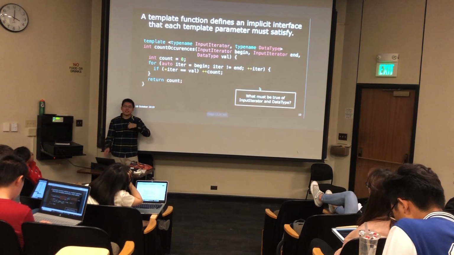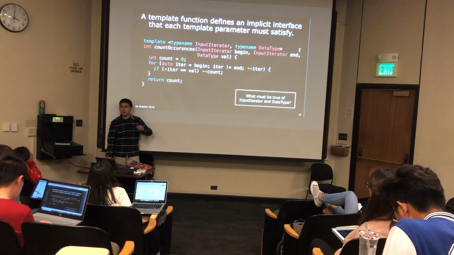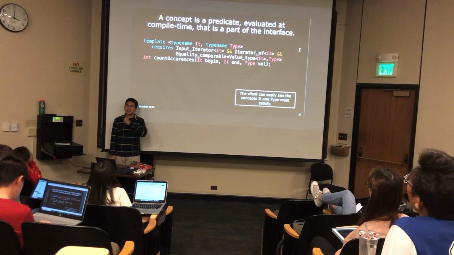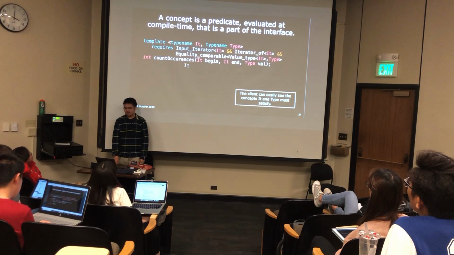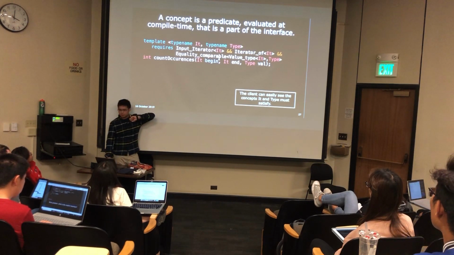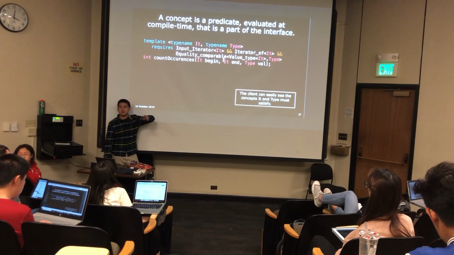That's not great, especially if you're only given the documentation. You don't exactly know what has to be true about input type and data type. So to make it more explicit, now you can do something like this, where you explicitly say that it has to be an input iterator, comparable, stuff like that. We're explicitly writing the requirements in code. Oh, Okay. Any questions? All right, let's move on.